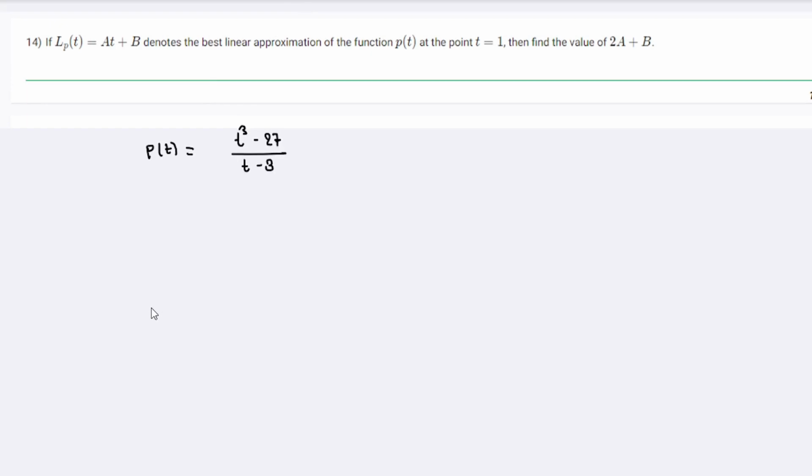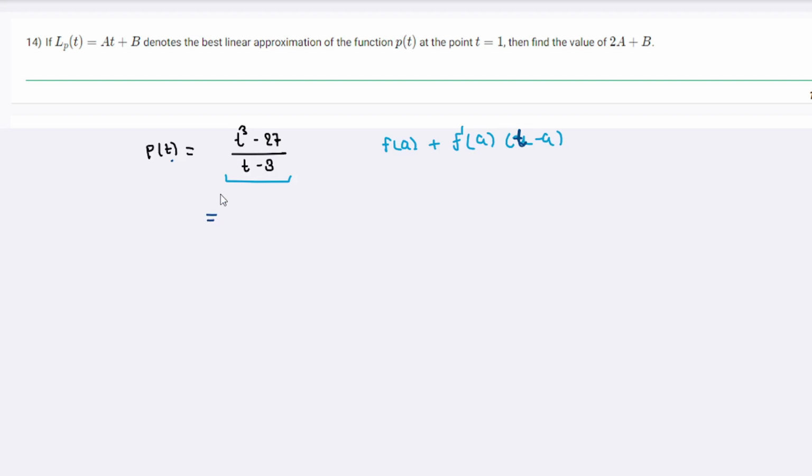Question number 14 states L of t is equal to at plus b, and it denotes the linear approximation of the function p of t at t is equal to 1. So when t is equal to 1, this function particularly deals with p of t. We have to find the value of 2a plus b. The linear approximation is given by f of a plus f dash at that point times x minus a. In this particular case it is t, so we will be dealing with t.